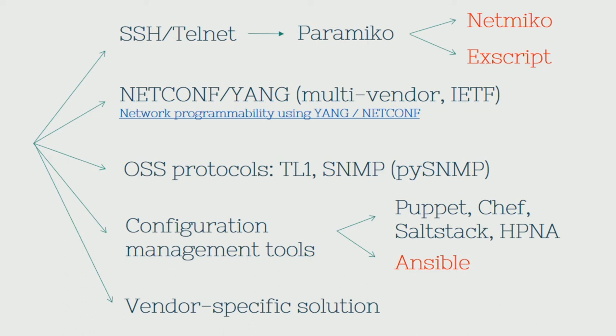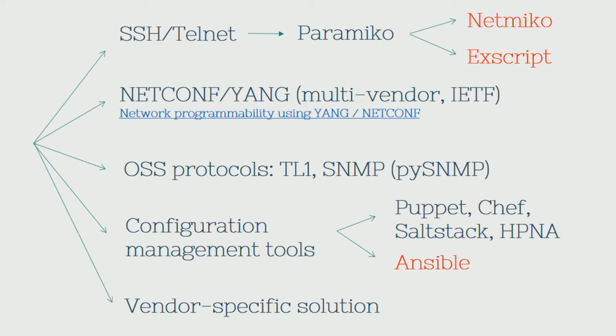Well, okay, so this is a slide, an overview of the network automation landscape, which is all the methods you can use in order to automate the network. The first one is the one that network engineers have been using for many years. It's simply to connect to the device with a library such as Paramiko. Paramiko is the default library in Python to start SSH connections.